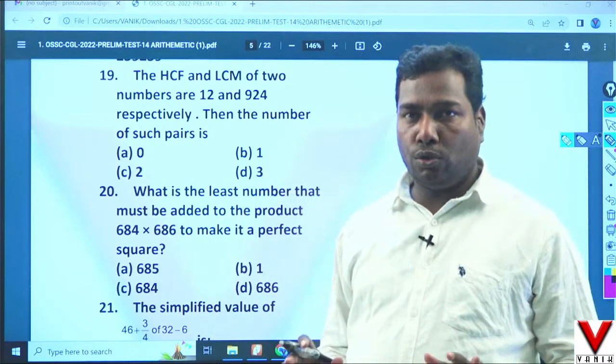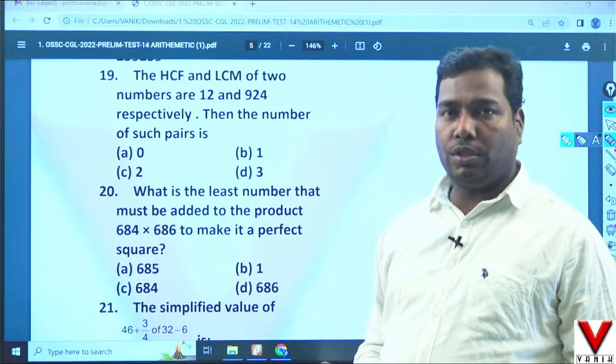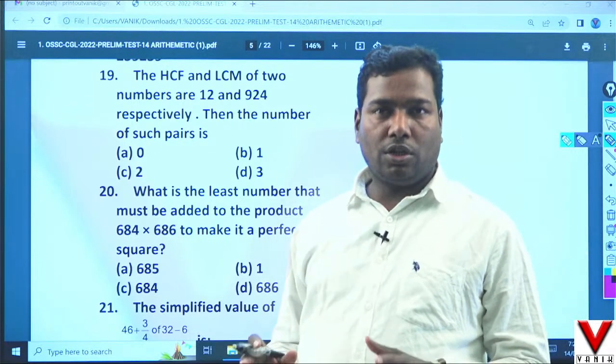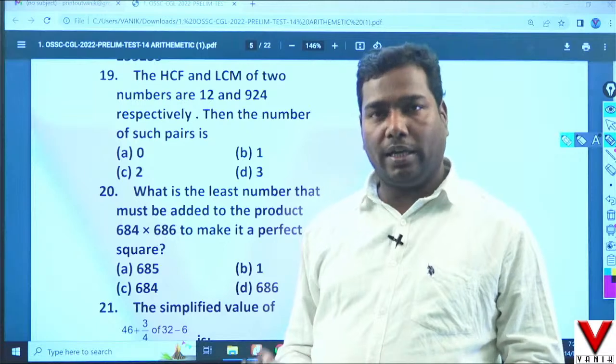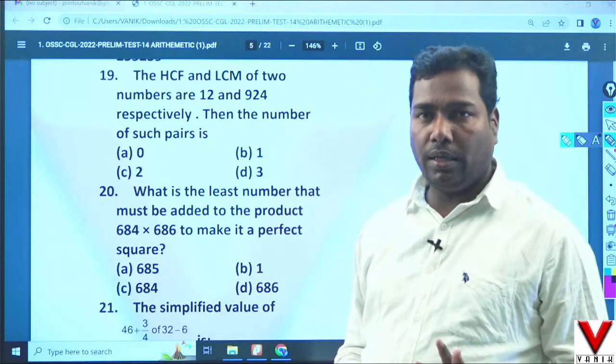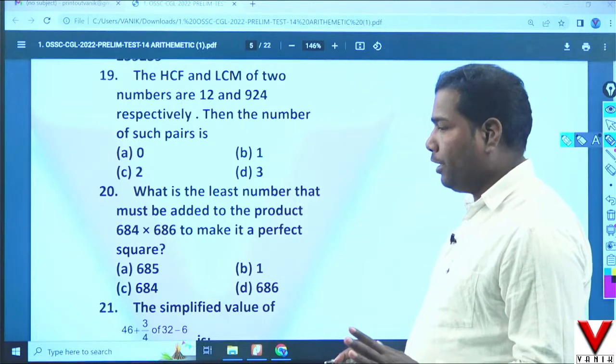But you have to solve the question. How can you solve the question? If you practice such types of questions again and again, then definitely you will crack the exam. Come to question number 19. Please tell me the answer.